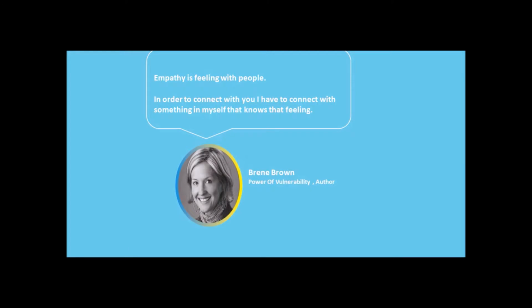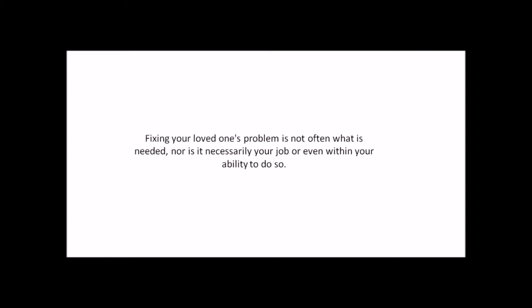In contrast, she says, empathy is feeling with people. In order to connect with you, I have to connect with something in myself that knows that feeling. And that's such a beautiful way of summarizing what empathy really is, right? She says, fixing your loved one's problem is not often what is needed, nor is it necessarily your job or even within your ability to do so. But the question is, what if you get paid for fixing people's problems? And if it is really your job to fix them, can you still empathize with them?